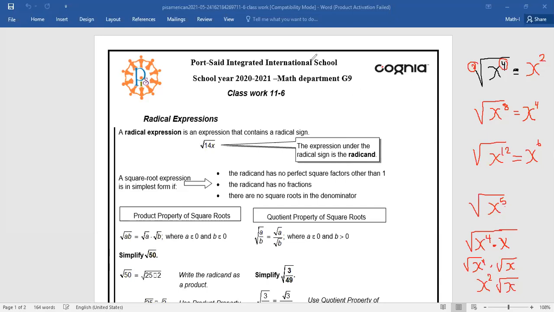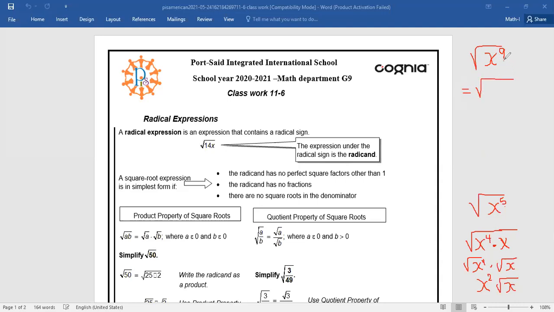When we have an odd exponent, could you please answer this question? If you have the square root of x to the power of 9, the answer will be how many? We can find the answer directly. So what do we have to do? We will decrease 9 by 1 to find the closest even number. So it will be x to the power of 8 times x, right?